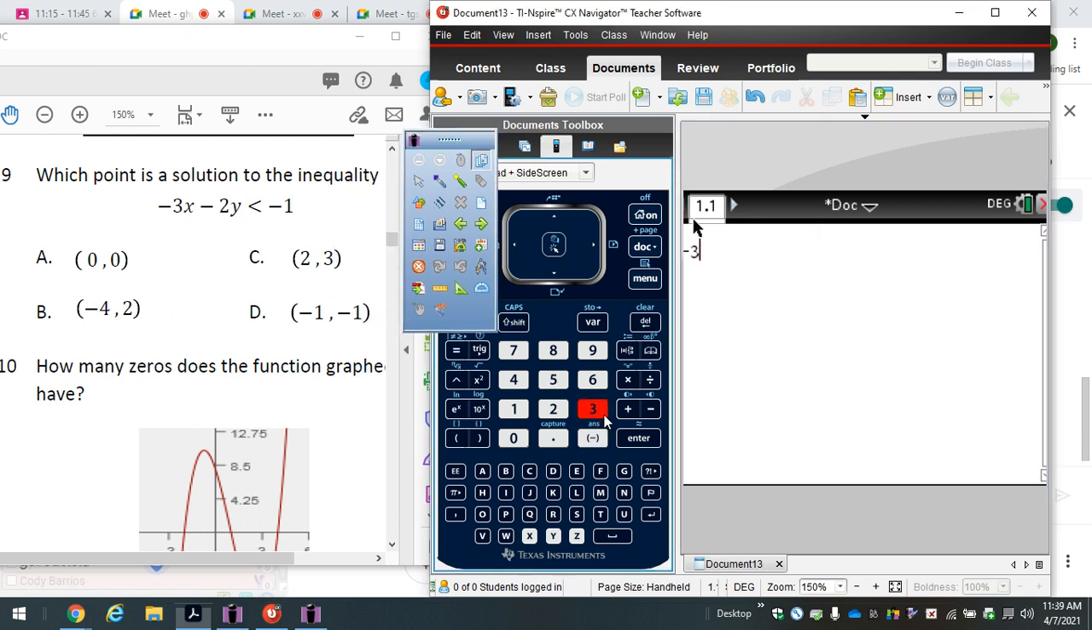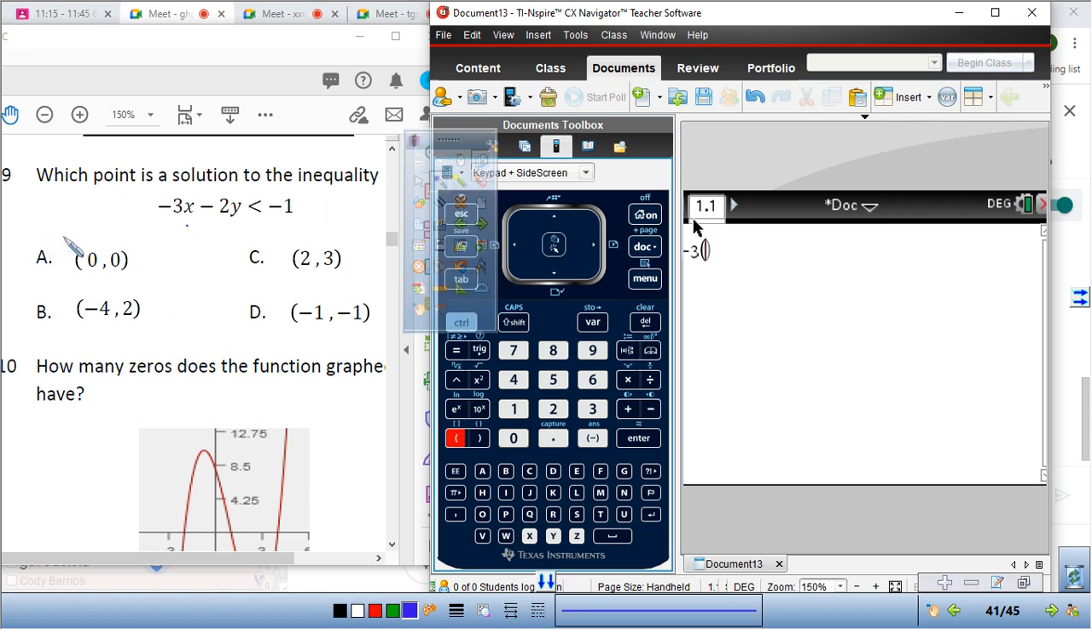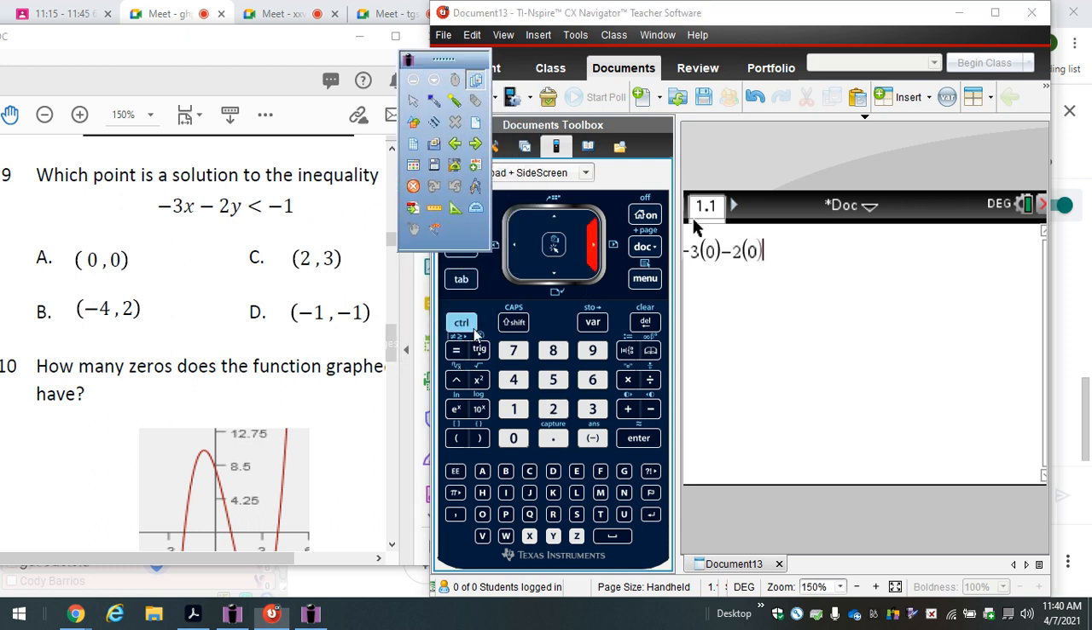I'm typing in negative 3 times my x, but my x for this situation is x equals 0, and here y is equal to 0. So I'm going to type it in over here exactly like that. So now I have 3 times 0, minus 2 times 0. Look how cool this calculator is. Do you see right above it in blue, it has those inequality signs, control, equal sign? Put that exact same one right there and put negative 1. Enter. It's false.